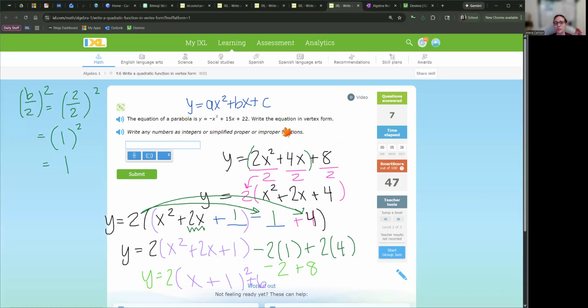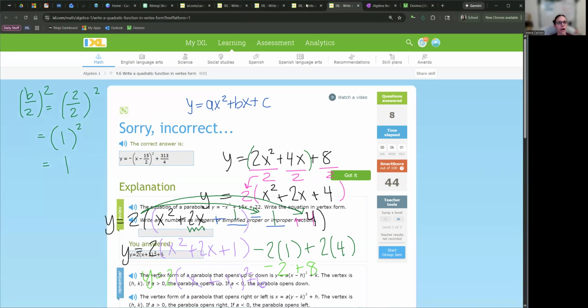So again, you could have just removed the 2 from these two terms first, the 2x squared and the 4x, and then just kept the 8 outside. And that would have been a totally fine method. All right, let's see. Y equals 2 times x plus 1 squared plus 6.